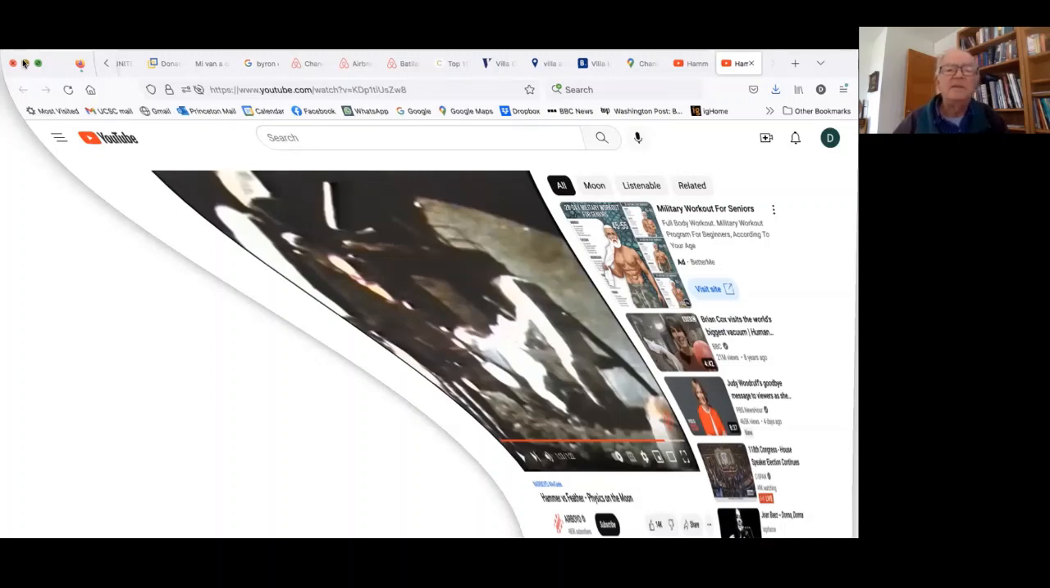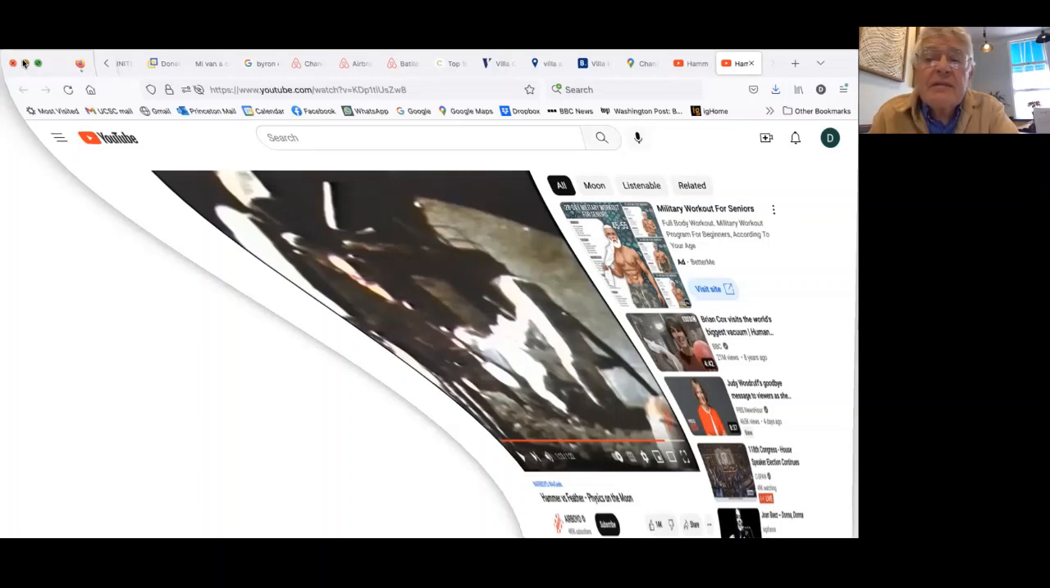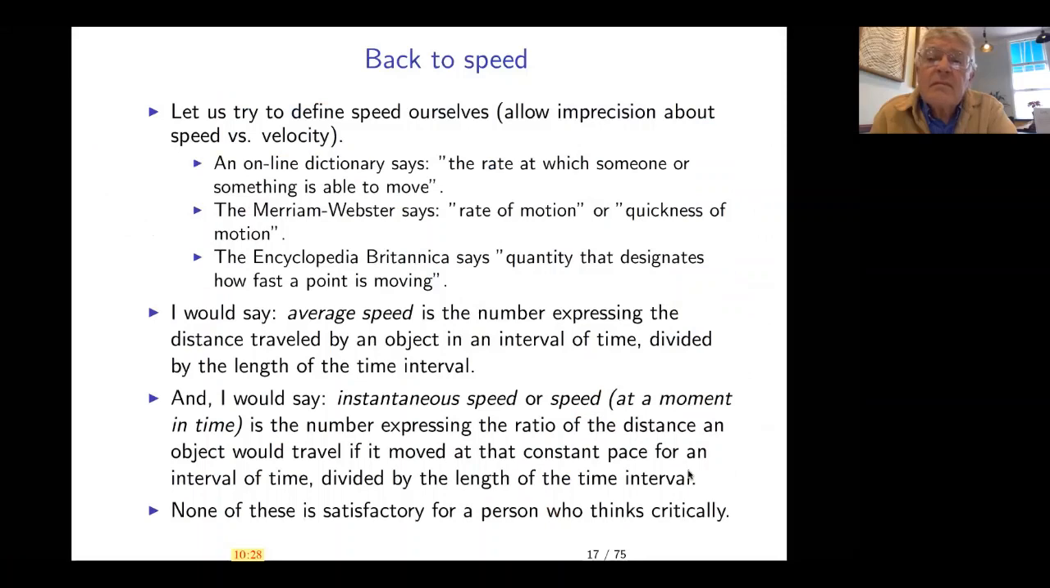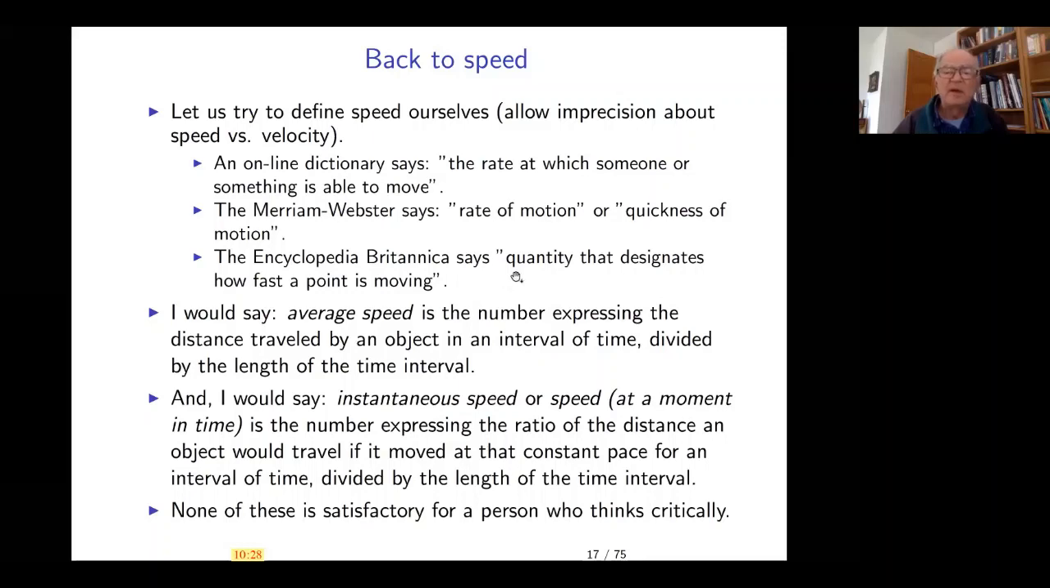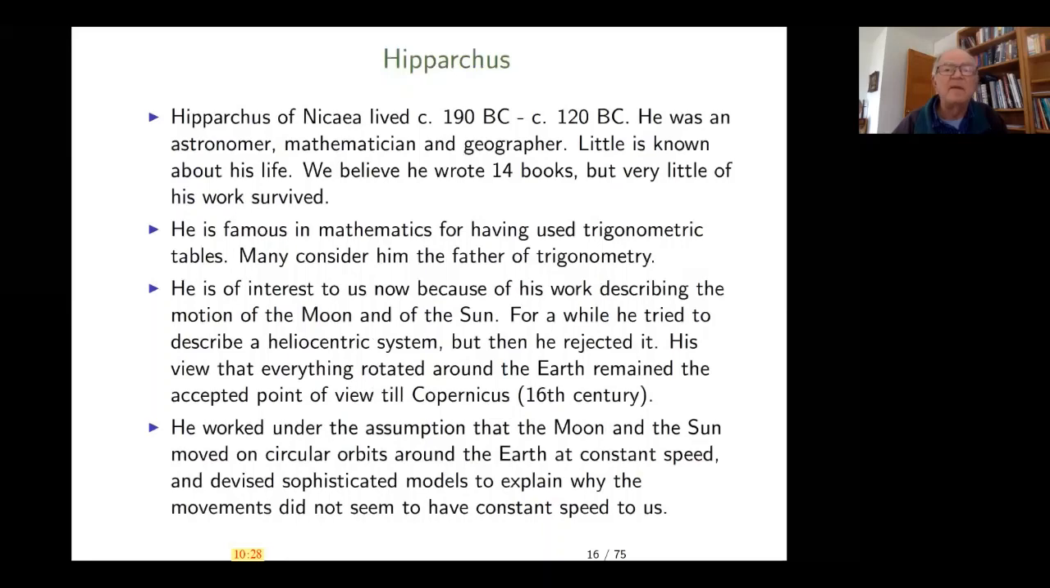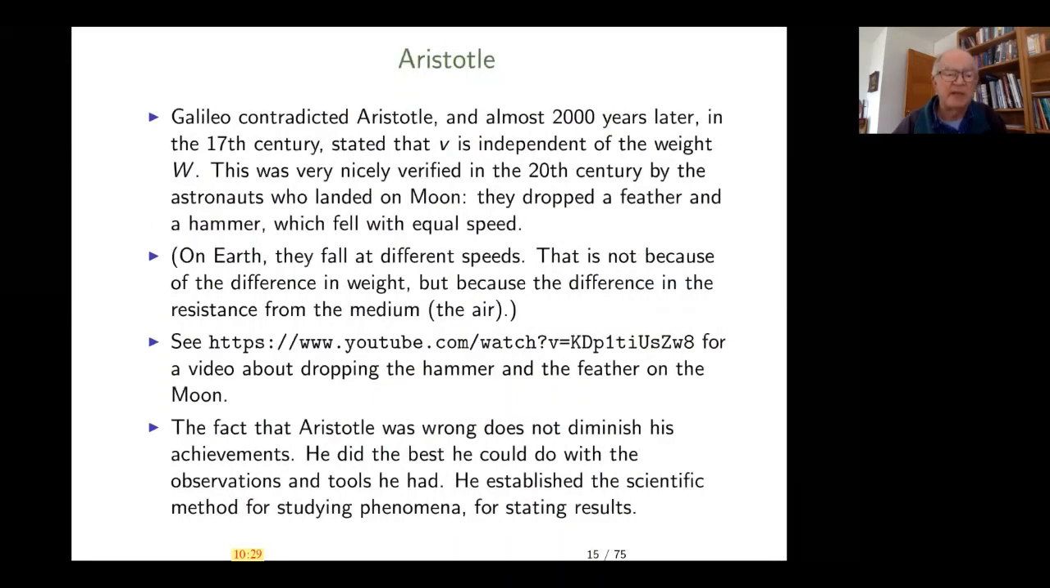So let us now try to get back to speed. Do you see my slides again? Not yet. Not yet. Let me adjust the sharing. There it is. It's good. Good. So, I think I went a little ahead of myself.